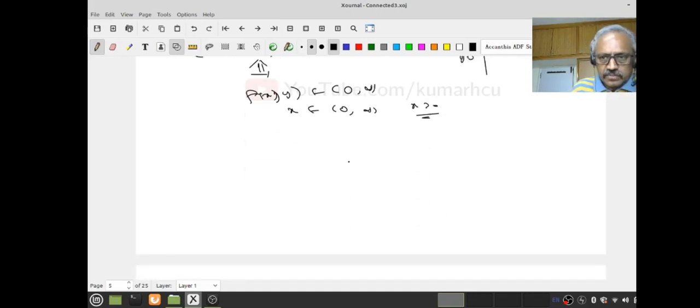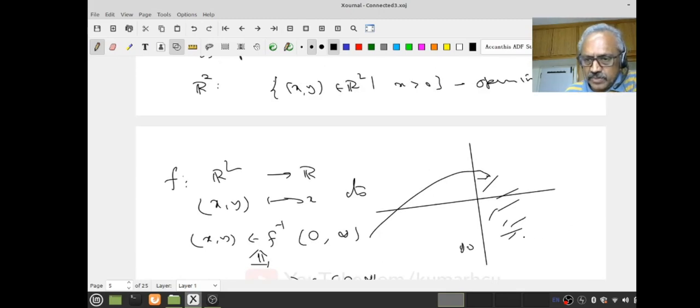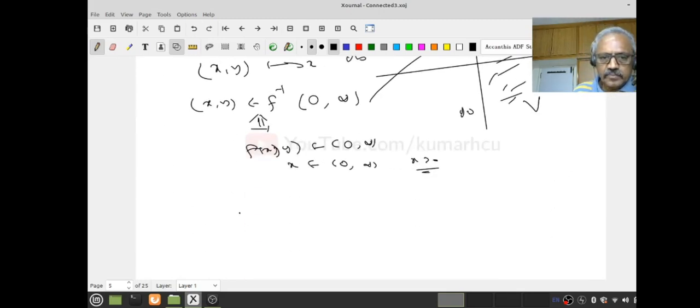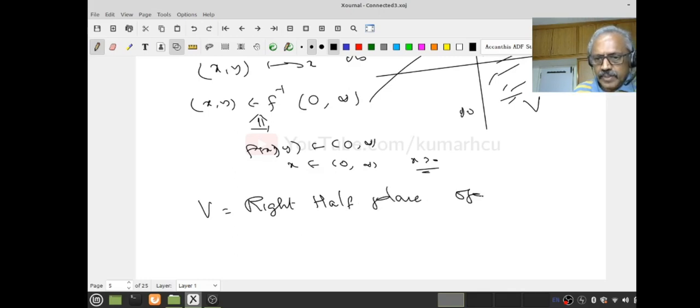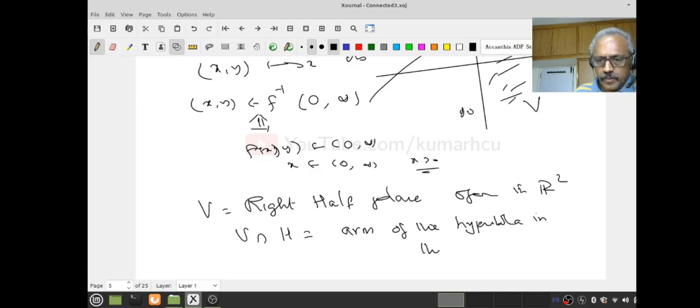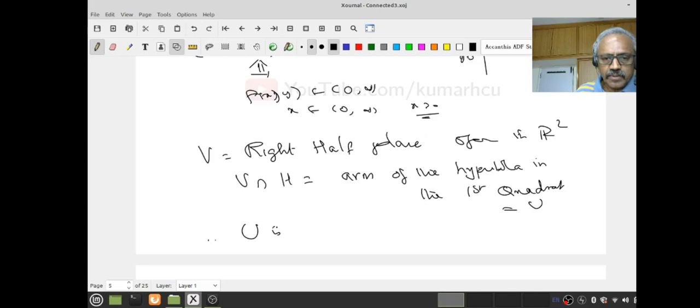Let us give this a name, let us call this V. So this set V is open. That is the right half plane; one usually calls it the right half plane. This is open in R2. Now what is V intersection my hyperbola? It is one half of the hyperbola in the first quadrant. That is my U. Therefore, we have proved U is open in H, the subspace topology.